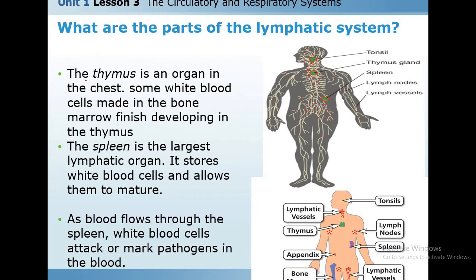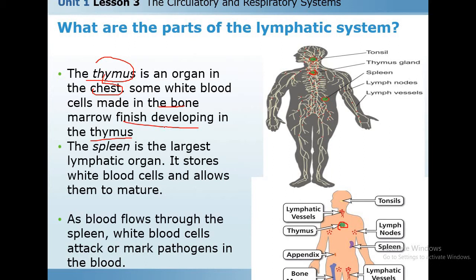So what else? The thymus. The thymus is an organ in the chest. Here, the thymus is present in the chest. Some white blood cells made in bone marrow finish developing in the thymus. So when the white blood cells are produced in the bone marrow, they finish development in the thymus. It is very important for finishing the development of the white blood cells produced in the bone marrow.